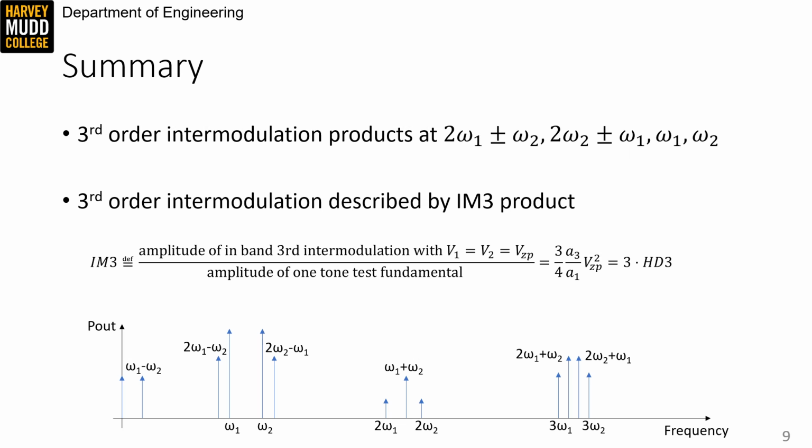So in summary, third order intermodulation products at 2 omega 1 plus or minus omega 2 and 2 omega 2 plus or minus omega 1 are the result of this nonlinear process. Also, third order intermodulation is described by the IM3 product, which is shown here. And finally, third order intermodulation creates a rich spectrum that consists of these little pyramids around each harmonic of your test tones, and it's worth looking at this plot and making sure that you have a good copy of it in your head.